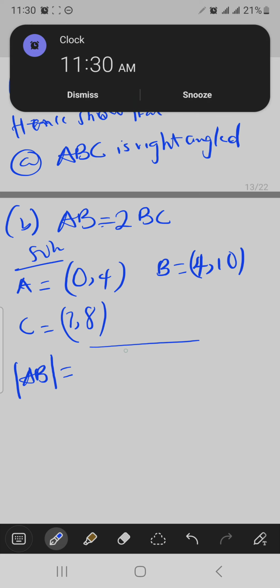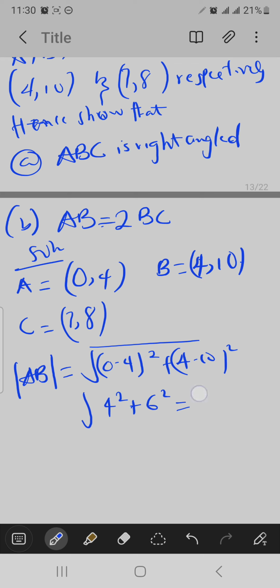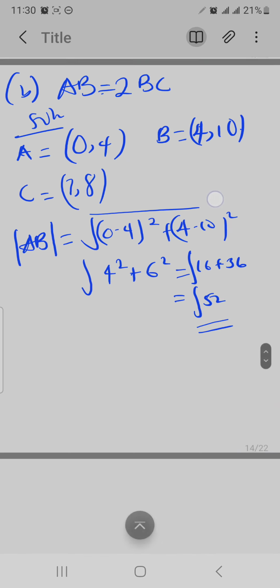Let's say I have AB. Line AB will be the square root of (0 minus 4) all square plus (4 minus 10) all square. I can put 4 minus 0 and 10 minus 4, they are the same thing. So this one is going to be the square root of 4 square plus 6 square. So this one will be 16 plus 36, square root. And I hope you understand this. So this one is going to be root 52. Shall I leave it like that?